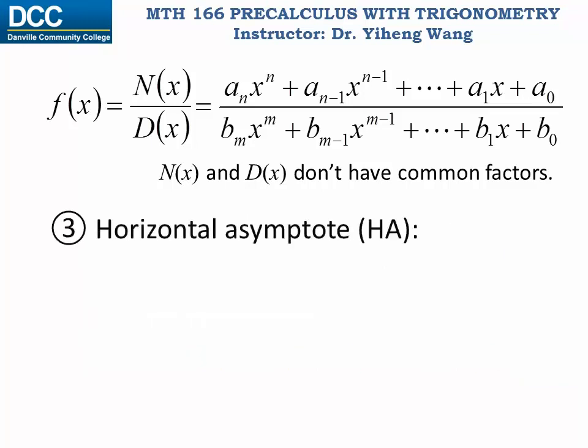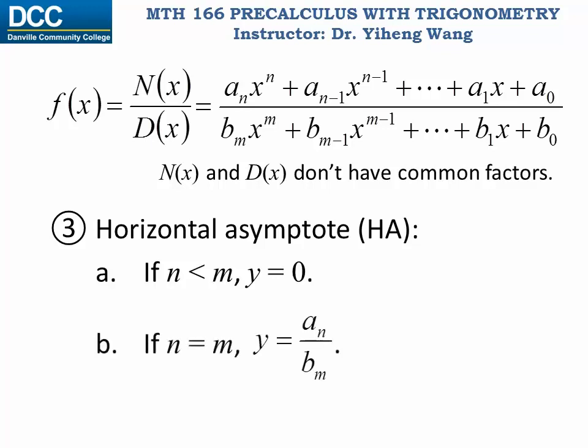To find the horizontal asymptote of this rational function, we need to compare the degrees of the numerator function and the denominator function. If n is smaller than m, then the horizontal asymptote is the x-axis, y equals 0. If n equals m, then the horizontal asymptote is y equals a_n over b_m, in other words, the ratio between the two leading coefficients. And if n is bigger than m, there is no horizontal asymptote.